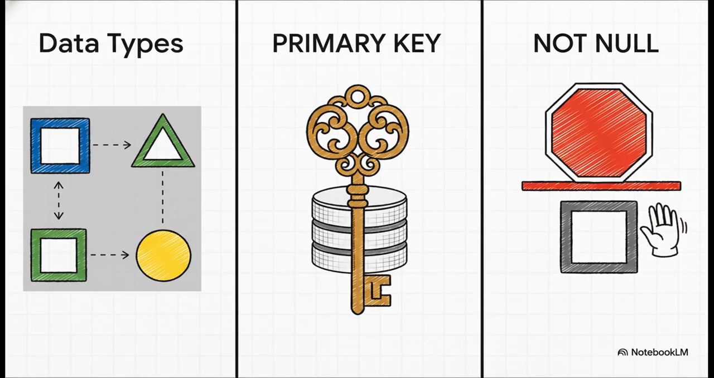First, we've got data types. Things like int for numbers or varchar for text. They just tell the database what kind of info to expect. Second, a primary key. This is a super important rule. It gives every single row its own unique ID, kind of like a social security number for each employee. It's the master key to finding exactly what you're looking for.